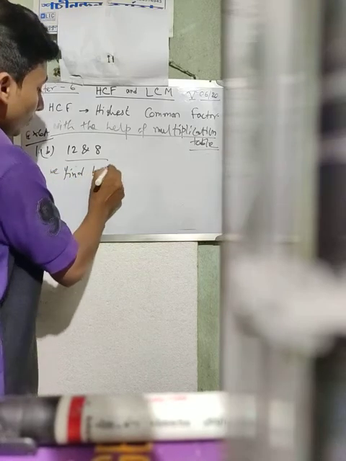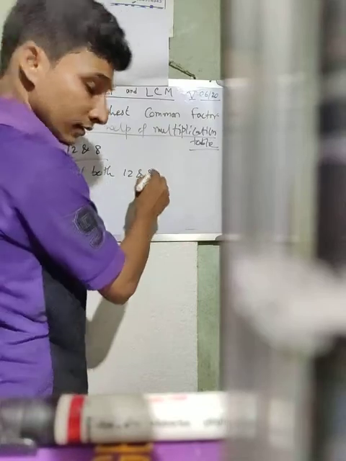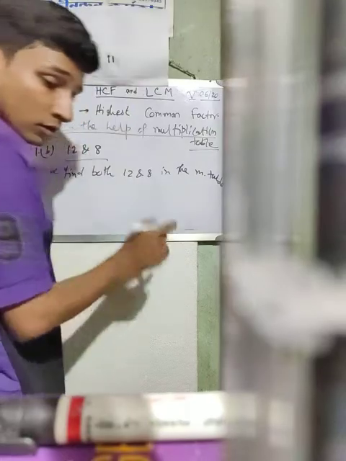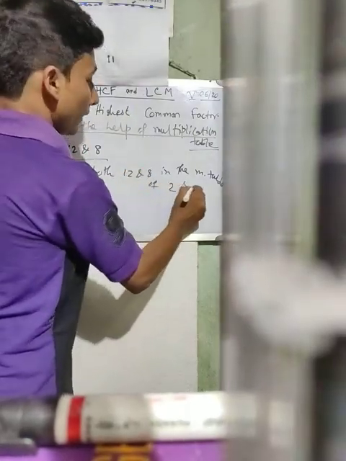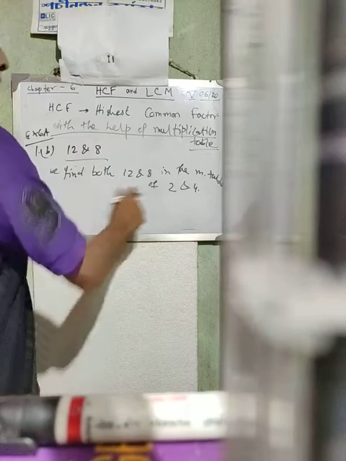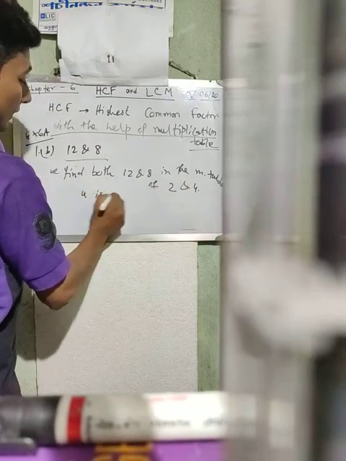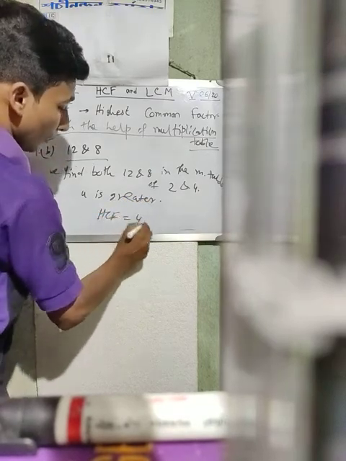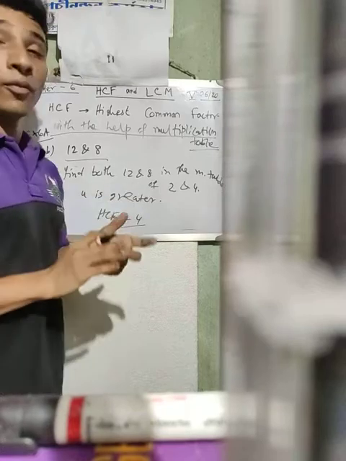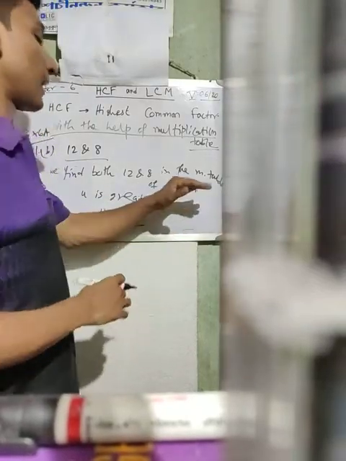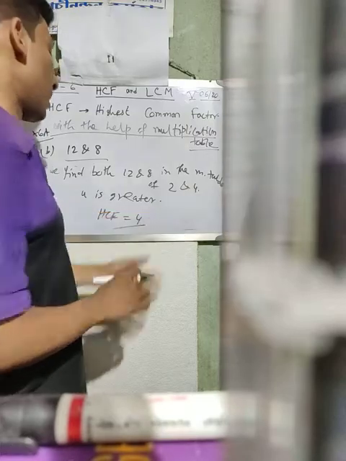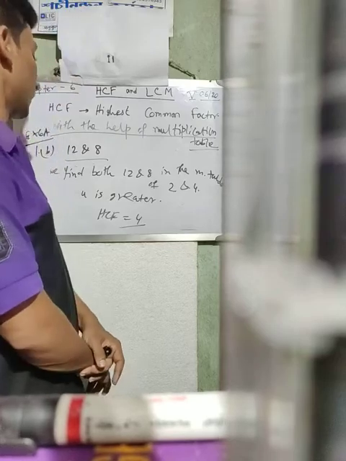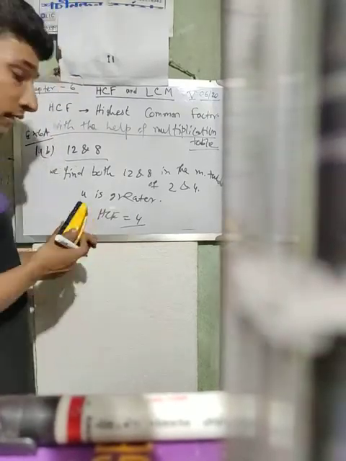We find both 12 and 8 in the multiplication table of 2 and 4. So between 2 and 4, 4 is greater. So HCF is 4. Understand? Here we have to find the multiplication table numbers, and the maximum number, or the highest number, or the greatest number must be the HCF of those numbers. Clear? Understand?